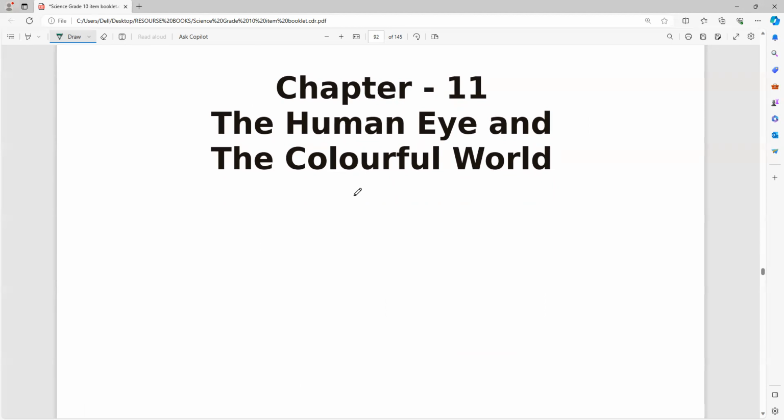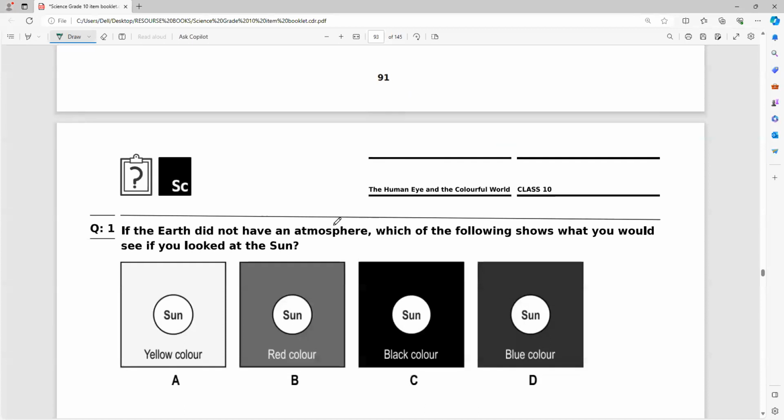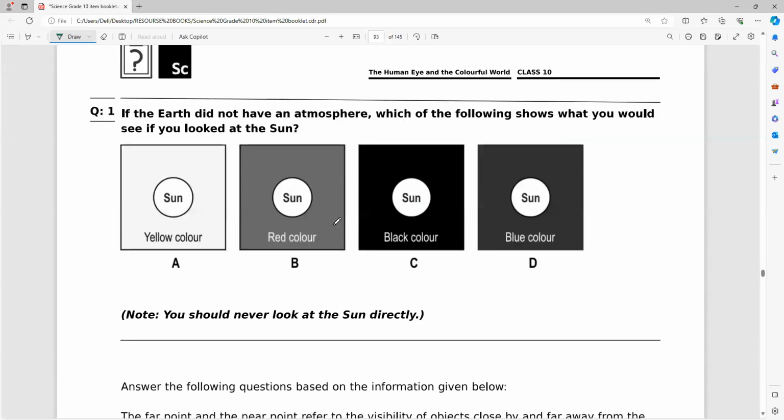Okay. So now let us come to the human eye and the colorful world. So we can see the CBQ questions given and we'll go through them. If the earth did not have an atmosphere, which of the following shows what you would see if you look at the sun? Yellow color, red color, black color, blue color. If the earth did not have an atmosphere, what is the color the sun will appear? Anybody?